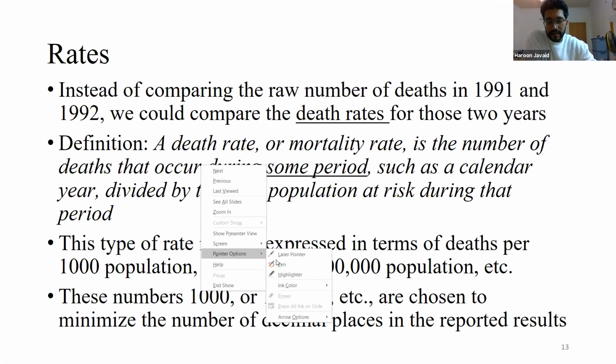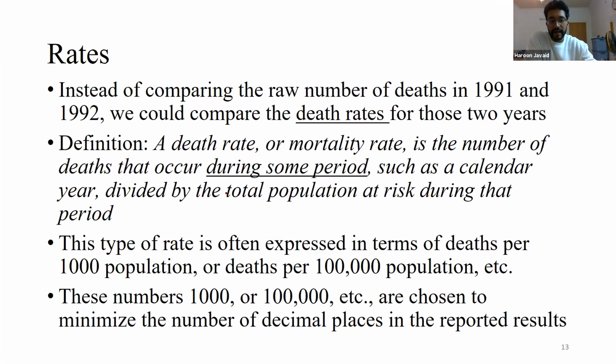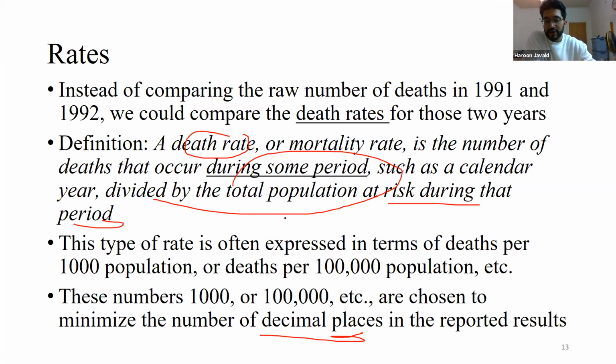So basically, some time period, okay, and it's divided by the total population at risk during that time period. So basically, in the death rate, the numerator is part of the denominator, right? Now, sometimes to make it easier for us, we want to get rid of the decimal places. So instead of saying the total population, we just multiply that by a certain number and we say it is per 100 or 1,000 live births, okay?